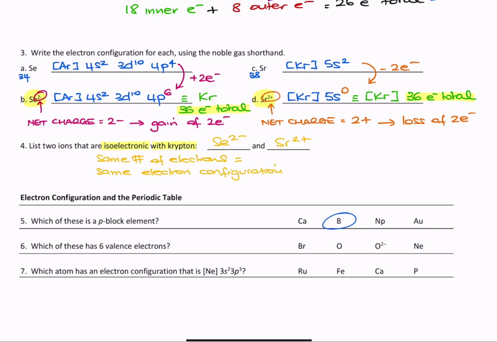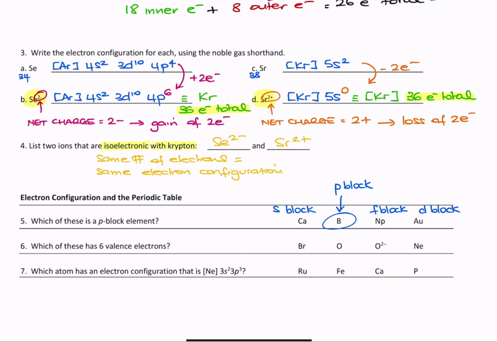And the other elements do not belong to the p block. Gold belongs to the transition metal block, the d block, and P, if I can find it on the periodic table for you. Oh, it belongs to the f block. It's an actinide. Okay, so here, f block, this one, gold to the d block, and calcium belong to the s block. So only B, boron, belongs to the p block.